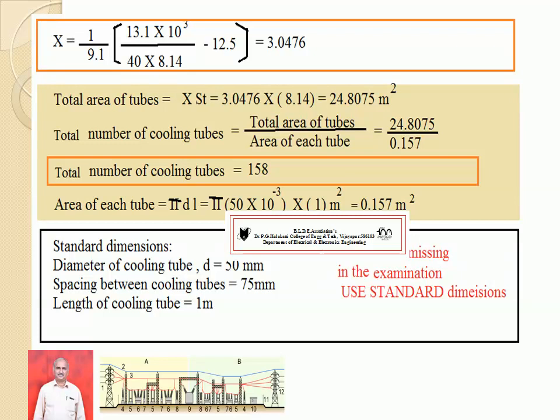If this data is missing, assume the standard length of the tube as 1 meter and standard diameter 50 mm, whether or not it is mentioned in the problem.